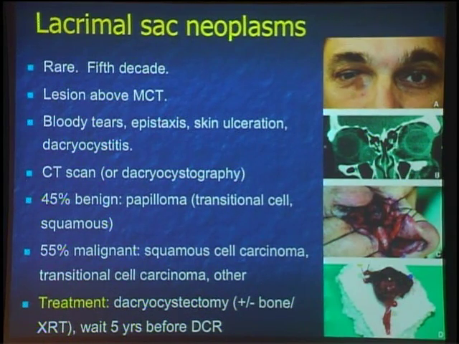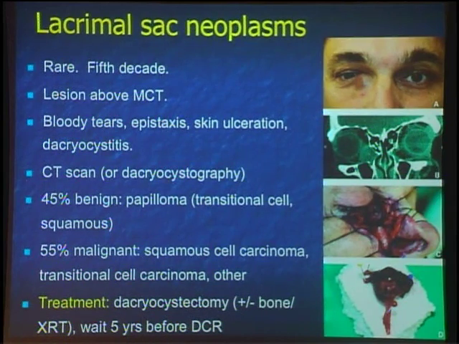And if it's already invaded into the orbit, they can present with orbital signs, proptosis, diplopia, along with the lacrimal symptoms. CT scan, or I would say, MRI, forget the dacryocystography, whatever that means. CT or MRI would be the thing to order to get a better look. Here's an example of a lacrimal sac tumor that's invading into the orbit. They're always going to be in the inferomedial orbit, as you can imagine, by contiguous spread.